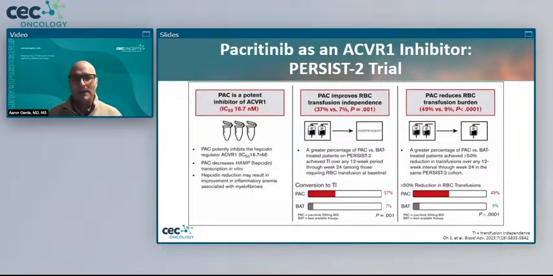So going back and looking at the PERSIST-2 trial, Dr. O and colleagues really tried to define how many patients became transfusion independent over the course of the study, and that happened to be 37% of the patients who were transfusion dependent. They also confirmed in lab assays that pacritinib inhibits ACVR1 and decreases hepcidin production in vitro, thus leading to these improvements in anemia. So not only does pacritinib work in patients who are thrombocytopenic through IRAK1 inhibition, but it also works to improve cytopenias through ACVR1 inhibition. So kind of a 2-for-1 there, if you will.